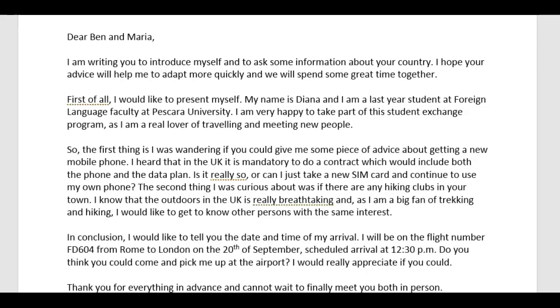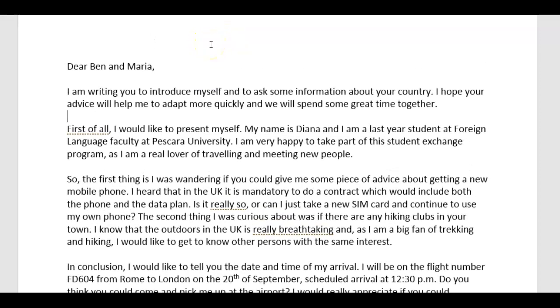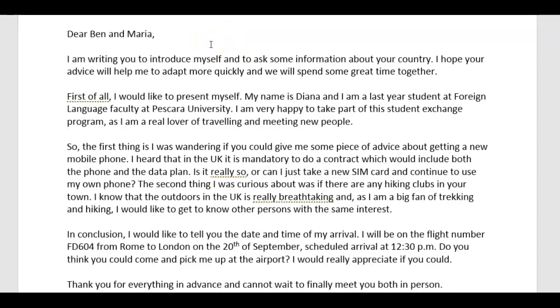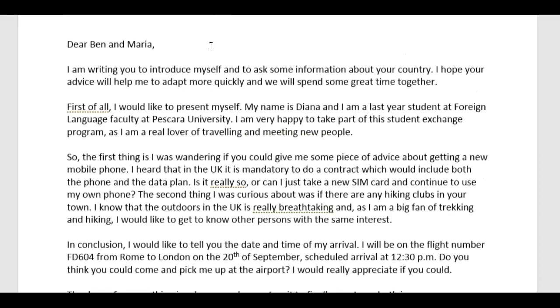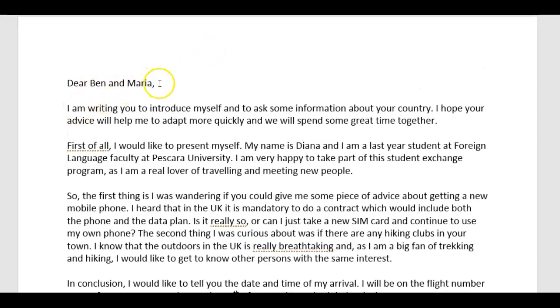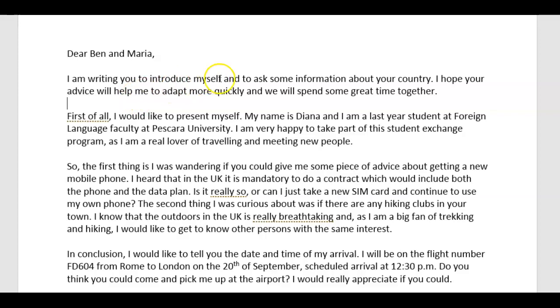Hi, Diana. Here we are with another letter from you. Okay, so this is the English and homestay family, right? Okay, so: Dear Ben and Maria, I'm writing you to introduce myself and to ask for information about your country. I hope your advice will help me to adapt more quickly and we will spend some great time together. Beautiful first paragraph.